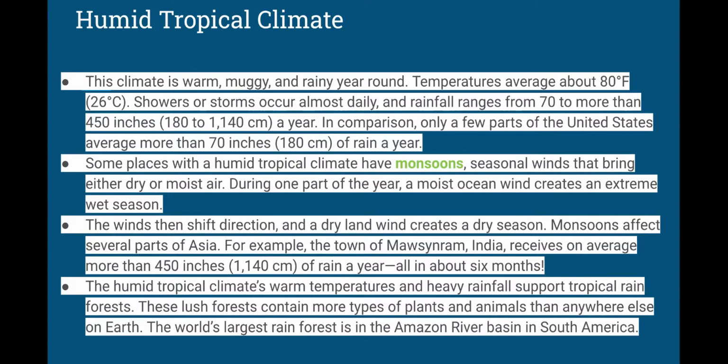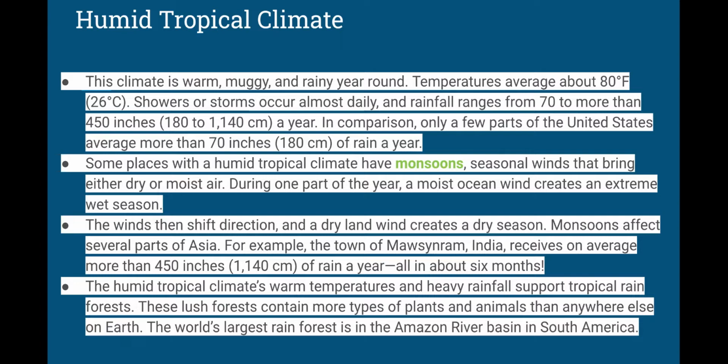This climate is warm, muggy, and it rains nearly all year. Temperature ranges around 80 degrees. Showers and storms occur almost daily, and average rainfall is anywhere between 70 to more than 450 inches per year. In comparison, only a few spots in the United States average more than 70 inches of rain a year.